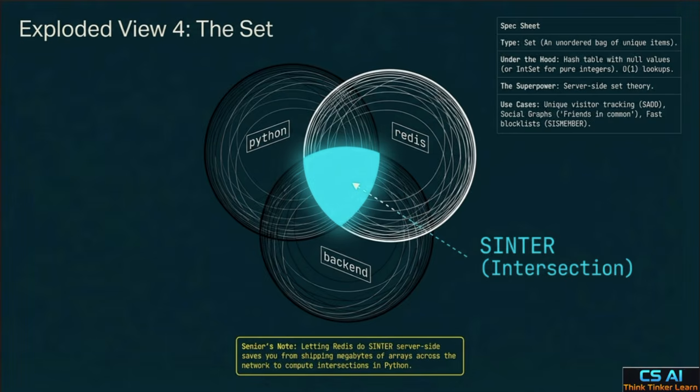The set is an unordered bag of unique items. Its superpower is server-side set theory. Instead of pulling two massive arrays from Redis to your Python app to find the intersection, just use SINTER. Let Redis do the heavy lifting. It saves you from shipping megabytes across the network, turning an O(n+m) application-side nightmare into a streamlined server-side operation.